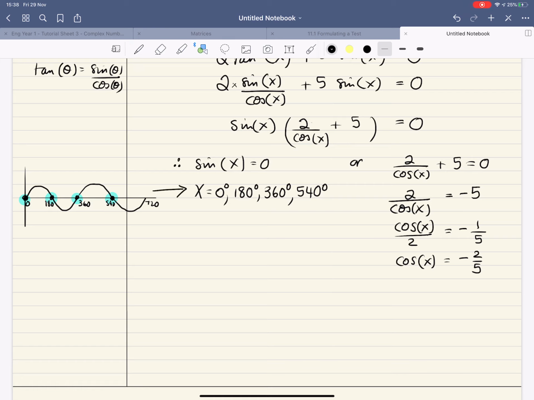If I draw the cos graph down here, this is sin x here. I just draw the cos graph along here, up to 540. So there's 0, 180, 360, 540. They should be equally spaced. The cos graph starts at 1 and then comes down to here.